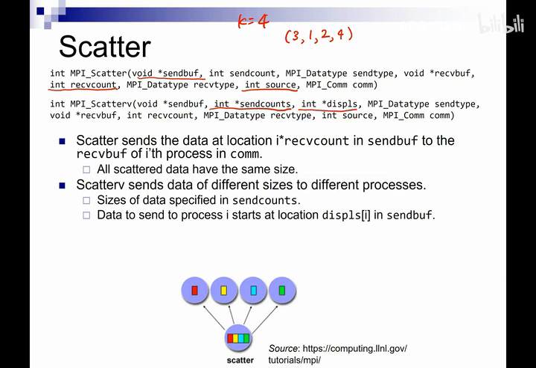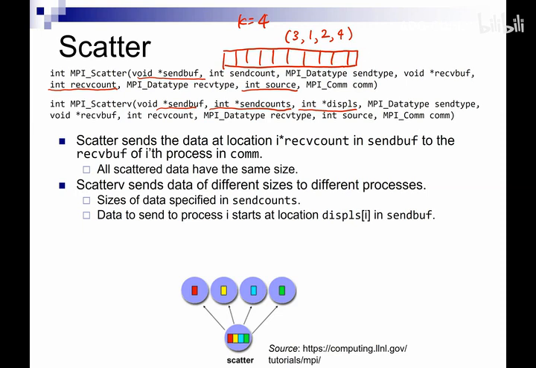Now there's this other parameter, displacements. The displacement tells me where the data is actually located in my send buffer. Imagine that I'm sending 10 pieces of data, so let me just draw this out: 1, 2, 3, 4, 5, 6, 7, 8, 9, 10.